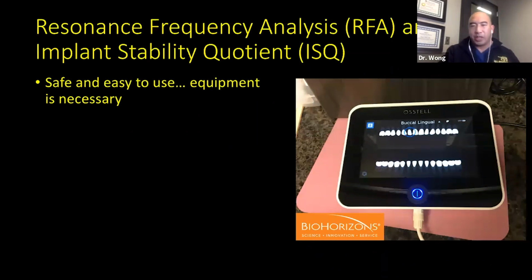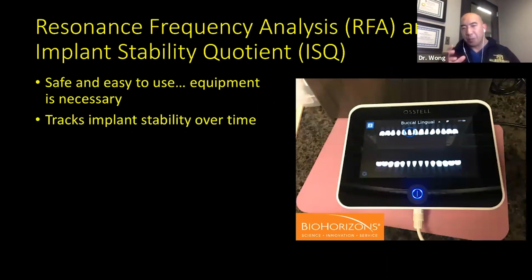Not only do you have to buy the machine, I'll show you here in a second, there's some pegs that you have to put into the implant to conduct your RFA to get your ISQ reading. So what ISQ does, it tracks the implant stability over time. So you can actually have a number, a hard and fast number. You know what to do with that number, and it helps you decide how to act.